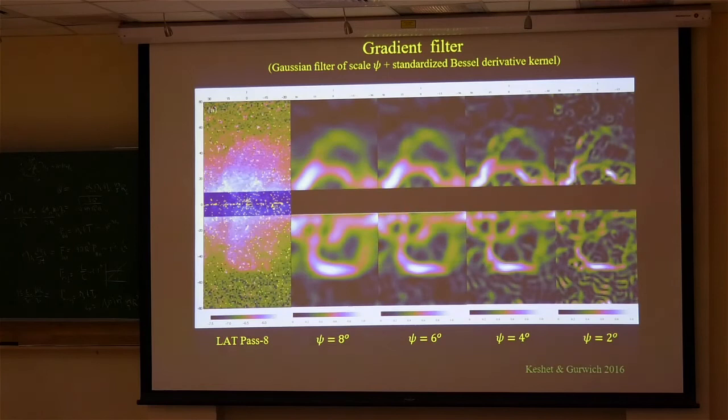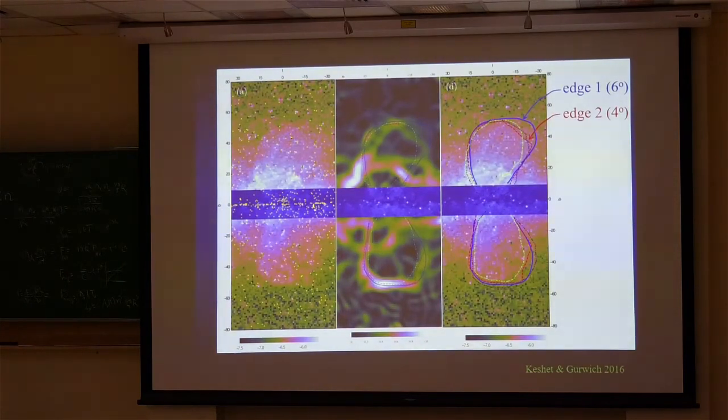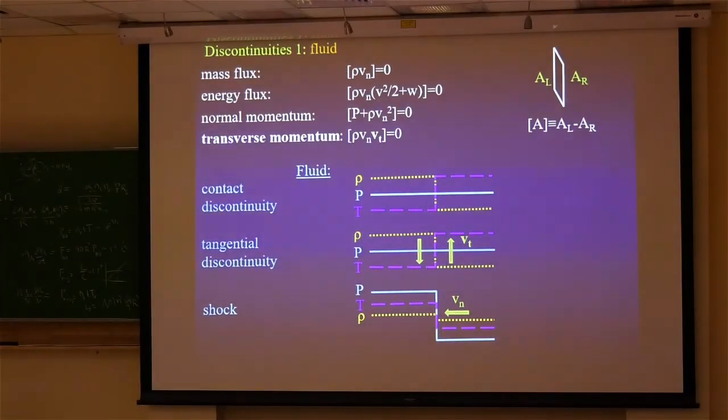The transition, we think, is about 5 degrees. So something between 4 and 6 degrees is what you want to use, and this is what I will. And the other edges you see here were traced by eye, and they're not very good for the actual edges. So edges are very useful.